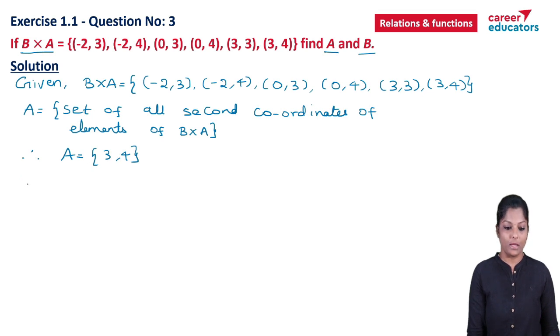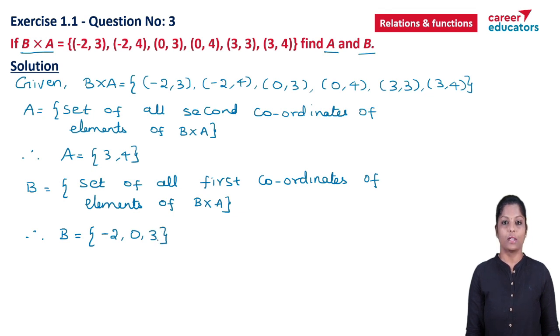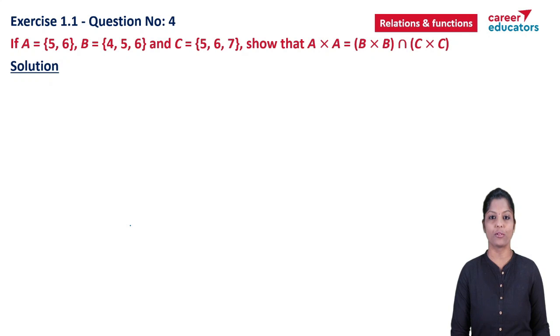To find B, we have to write set of all first coordinates of elements of B cross A. Therefore, B equal to minus 2, 0, 3. That's all we got A and B. Next, we are going to solve question number 4.